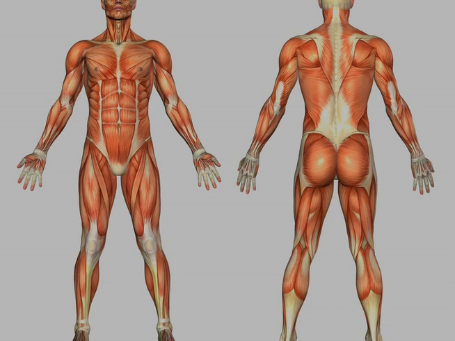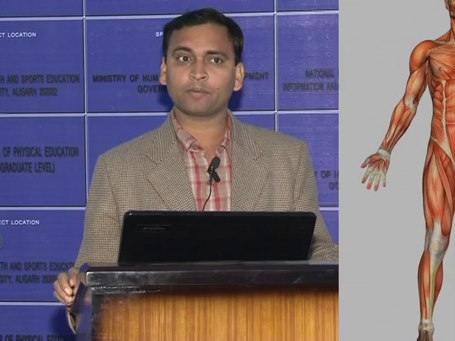The topic of this presentation is basic muscle structure. There are more than 400 muscles present in our body, and muscles are mainly of three types: skeletal muscle, cardiac muscle, as well as smooth muscle.